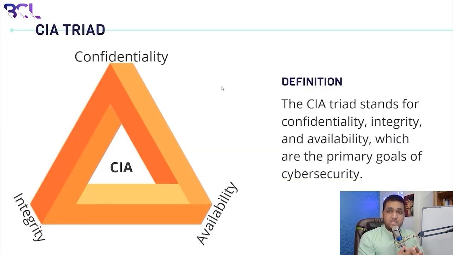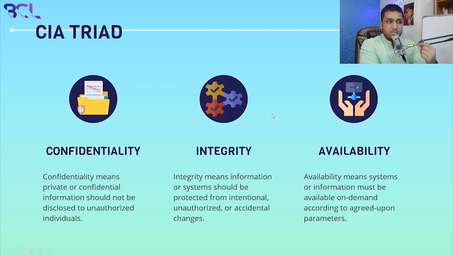When we talk about cybersecurity, there is this CIA triad that is very important to understand. So I'll explain what CIA is basically. CIA stands for confidentiality, integrity, and availability. These are basically three primary goals of every cybersecurity practice that we carry out and we are going to learn about in this curriculum. So what is CIA? These are some definitions for these three terminologies.